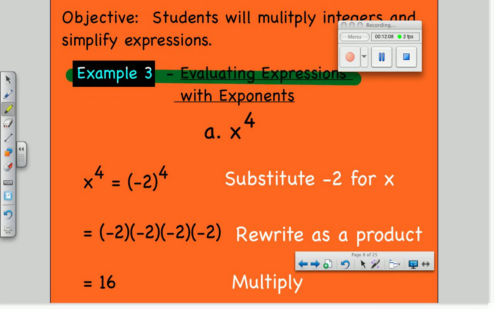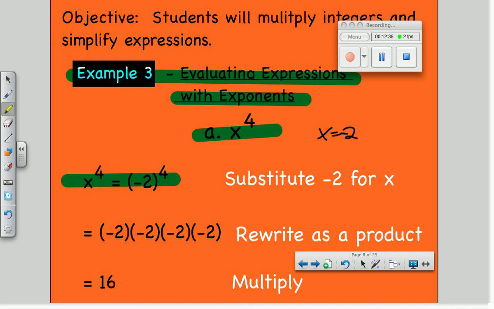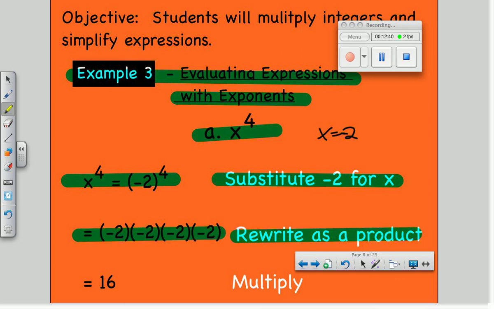Expressions with exponents. X to the power of 4 means x times x times x times x. And if x is negative 2, it means negative 2 times negative 2 times negative 2 times negative 2. So we're going to, again, just take 2 of these at a time. Okay? So we substituted there. We wrote it as repeated multiplication. And now we multiply. Negative 2 times negative 2, hate to hate, that's good. That's positive 4.